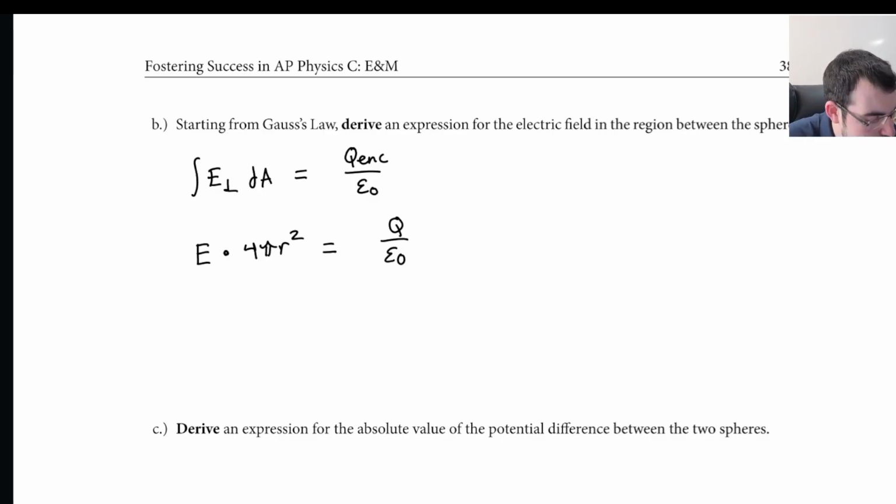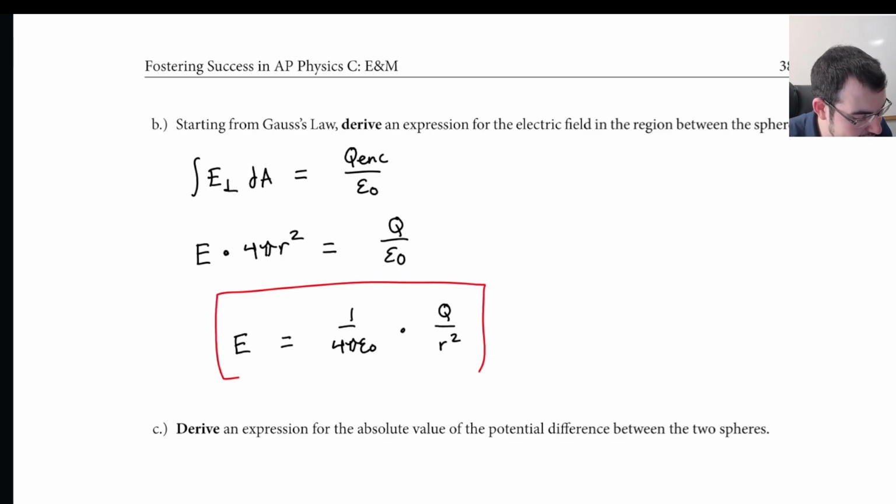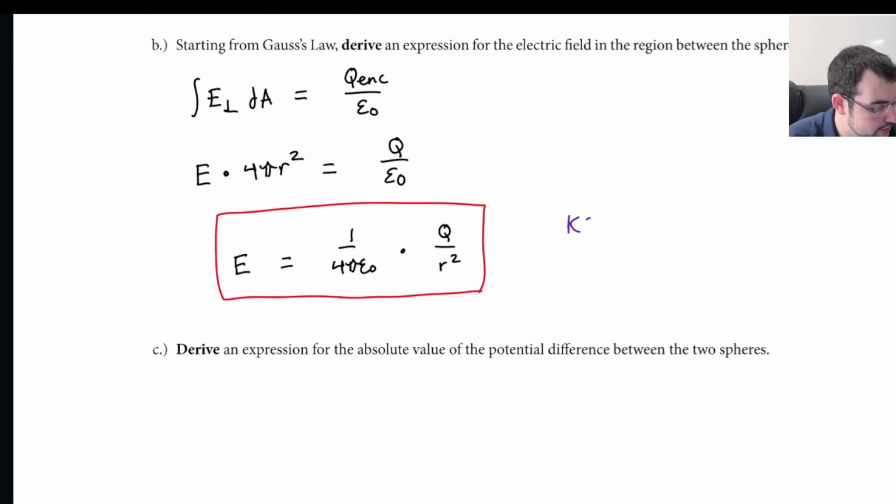So we see that there's no variable on the right side because we're not enclosing any extra charge as we go further, which means we can just write E as the usual 1 over 4 pi epsilon naught times Q divided by r squared. As expected, right? We get our point charge formula, kQ over r squared.